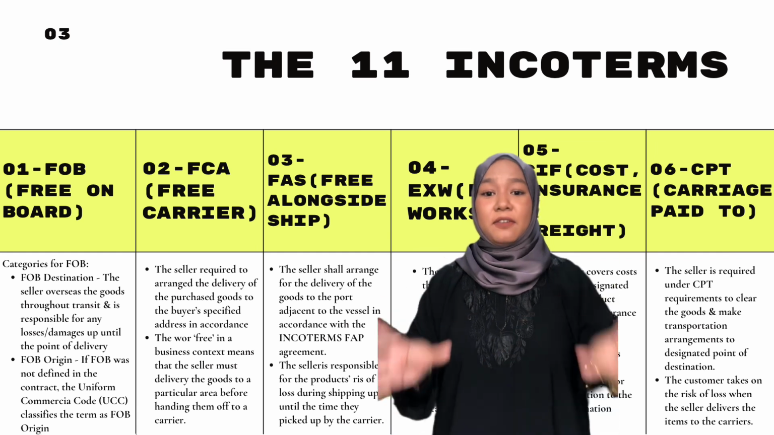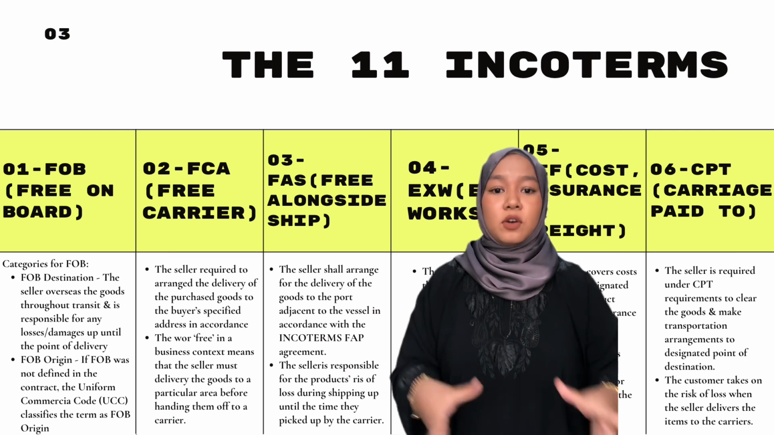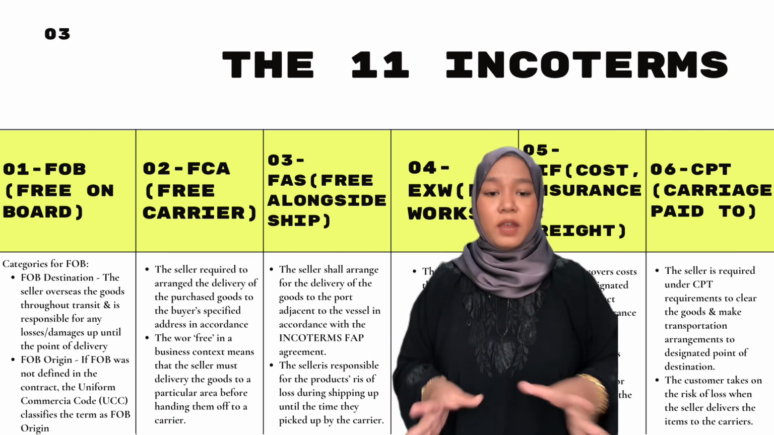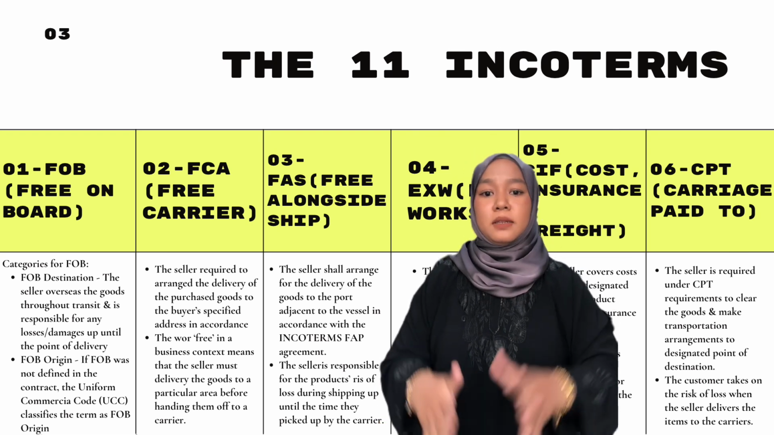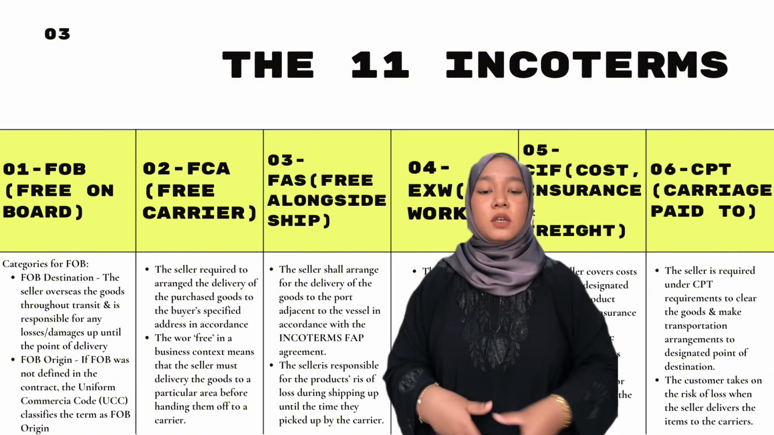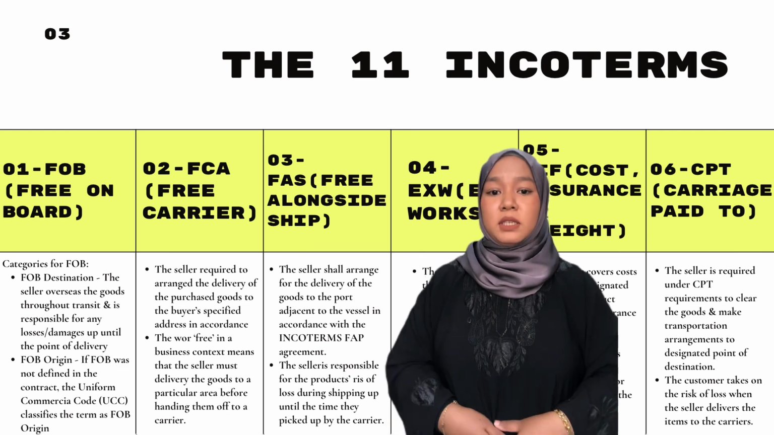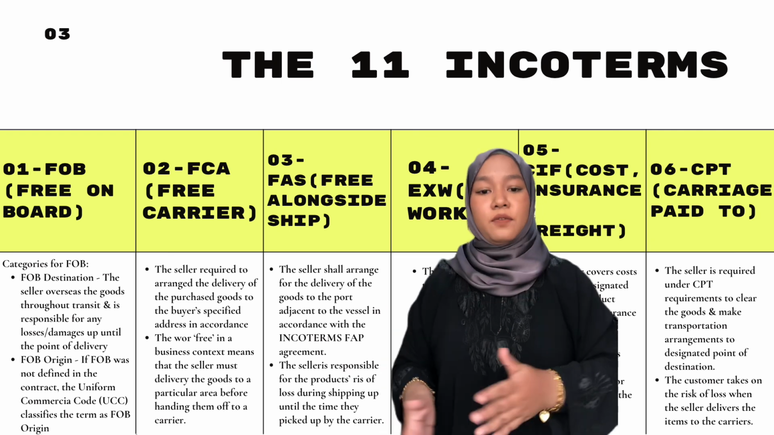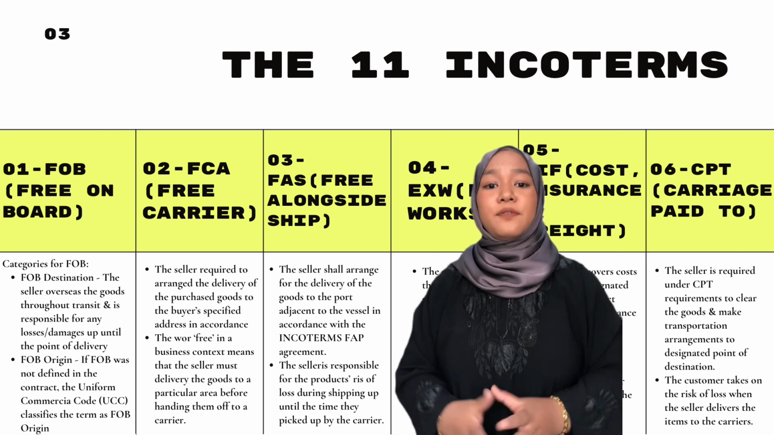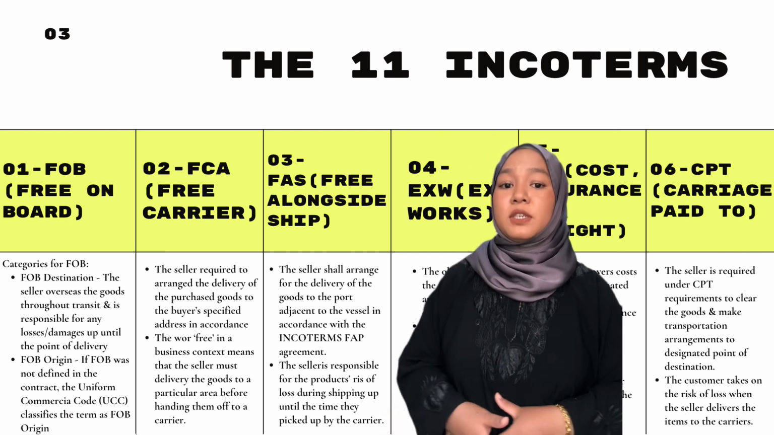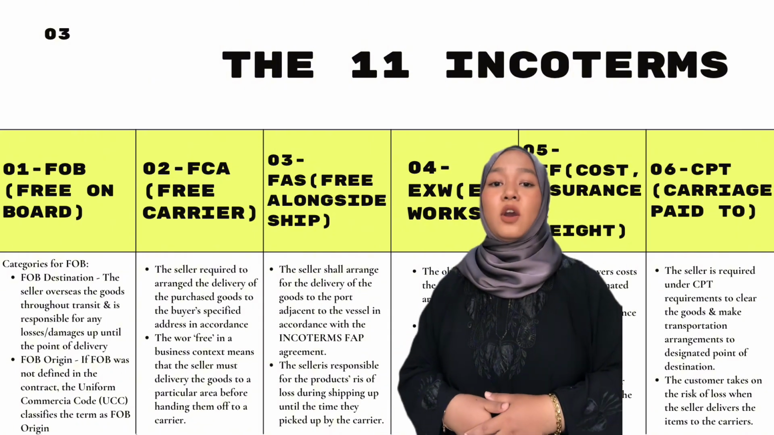Next, we move to the 11 Incoterms. The first one is FOB, free on board. There are 2 categories of FOB, the first one is FOB destination. The seller oversees the goods throughout transit and is responsible for any loss or damage up until the point of delivery. The second one is FOB origin. If FOB was not defined in the contract, the Uniform Commercial Code (UCC) classifies the term as FOB origin.